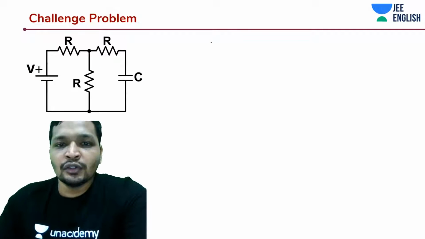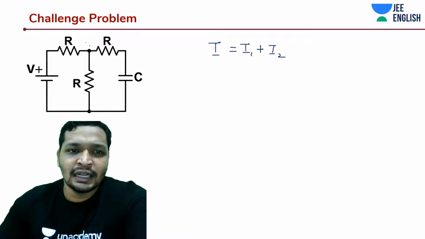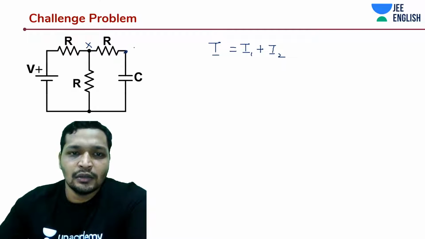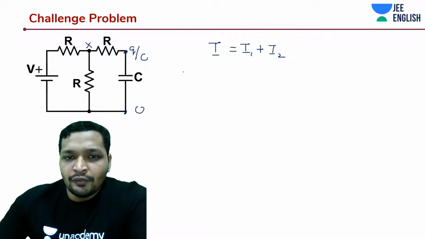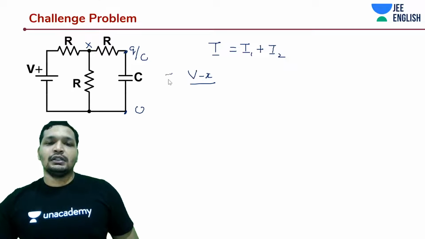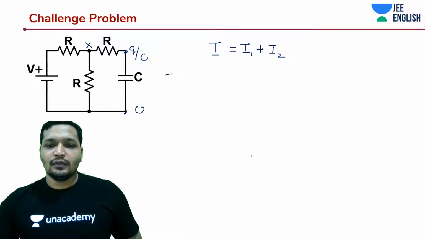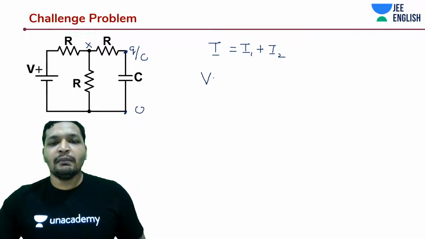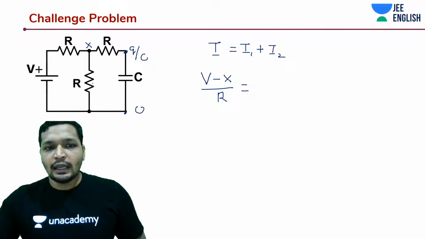So I is equal to I1 plus I2. Any given question, this is the standard method, students. That's it. You know how to change it according to the problem, but you are going to follow the standard method. So we just derived the value of I, which is nothing but V minus X by R, equal to X by R plus I1.